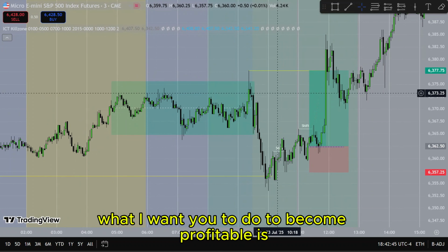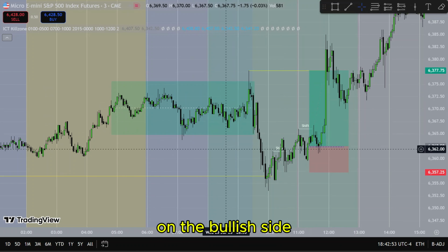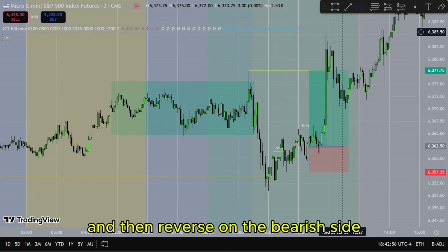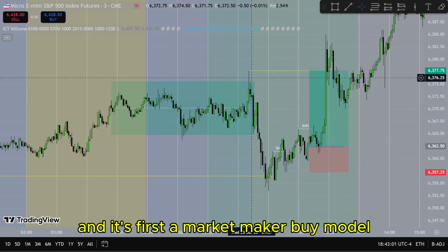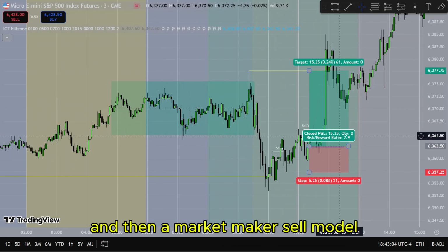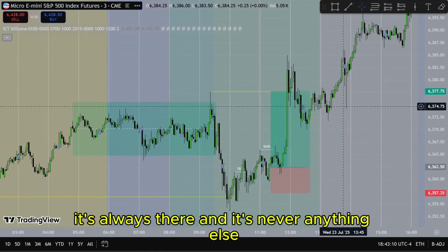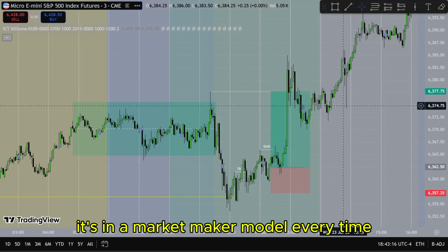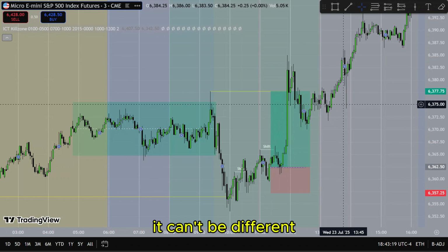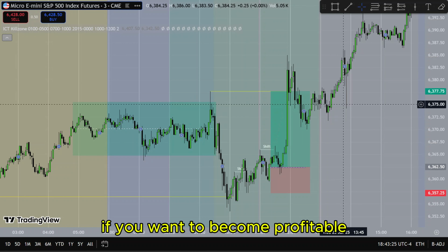What I want you to do to become profitable is I want you to find 10 setups of the same thing on the bullish side and then reverse on the bearish side. You can just do the same on the bearish side, and it's first a market maker buy model and then a market maker sell model. You will find it in every market move. It's always there, and it's never anything else. If the market moves, it's in a market maker model every time. It can't be different. You have to really nail that if you want to become profitable.